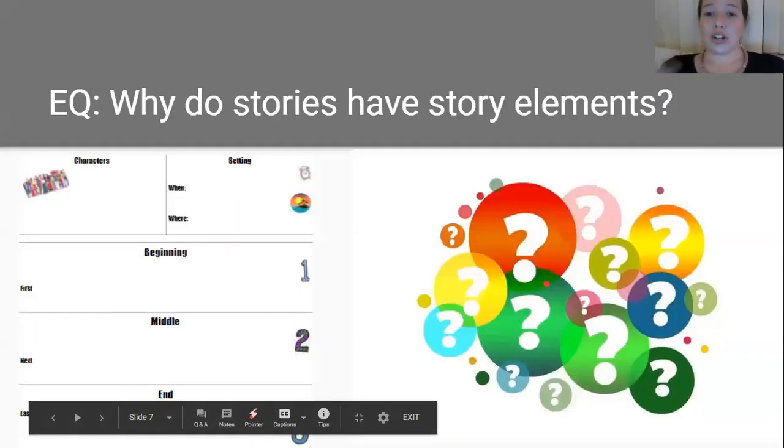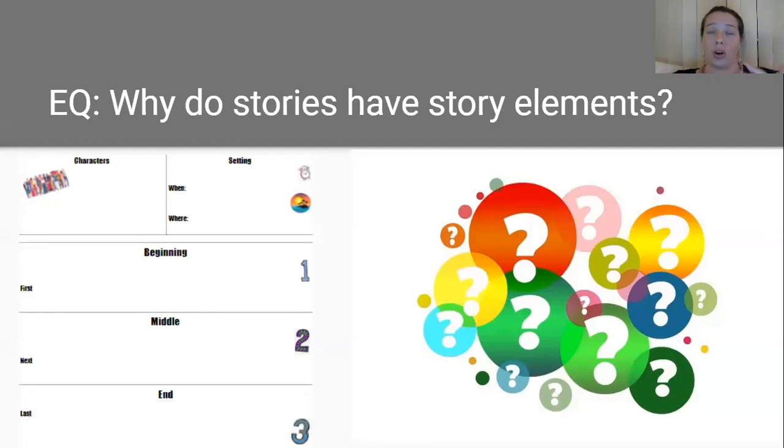So why do stories have these story elements? There should be a lot of answers to this question, and one of the beautiful things about essential questions is there is no right or wrong answer. So just take a moment, think in your own head, why do stories have story elements?